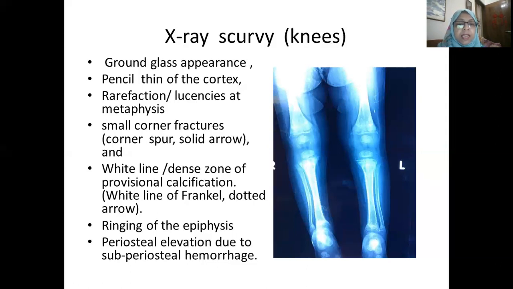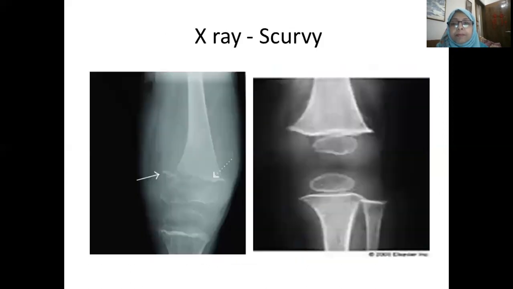And the periosteal elevation due to subperiosteal hemorrhage, I'm going to show you in my next slide. Here again the dark arrow showing the corner sign and the dotted arrow showing the Frankel's white line. And here you can see the epiphysis surrounded by a margin. It is called ringing of the epiphysis. Here you can see white line and the corner sign.